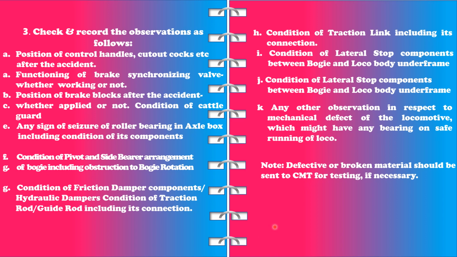We have condition of friction dampers, component hydraulic dampers, condition of traction rod, guide rod including its connection. Similarly, we have condition of lateral stop, components between bogie and loco body under the frame. This is the most important parameter to be looked after in case of derailments, because the vertical clearance of the stops gives a fair indication about the suspension system of the locomotive. And then any other observation in respect of mechanical defect of the locomotive which might have any bearing on the safe running of the loco.